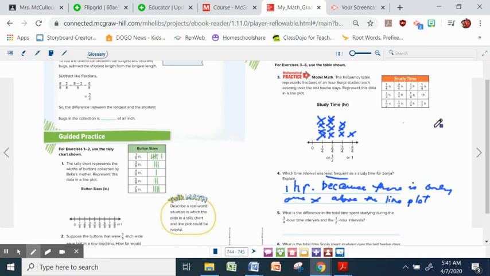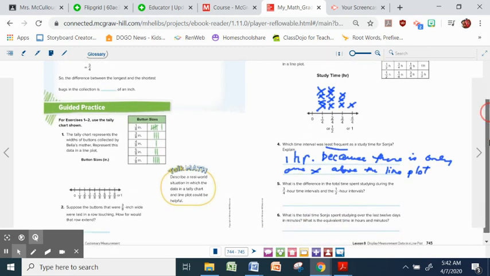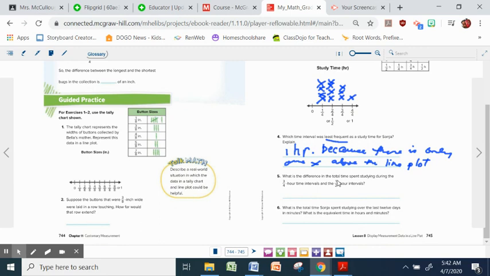Now let's go to number 5. The question here is, what is the difference in the total time spent during the 3/4 hour time interval and the 1/2 hour interval? It's just asking me what's the difference between 3/4 of an hour and 1/2 of an hour. Here's why it's important that you have 2/4. If I just did 3/4 minus 1/2, I cannot just subtract because this is not the same denominator.